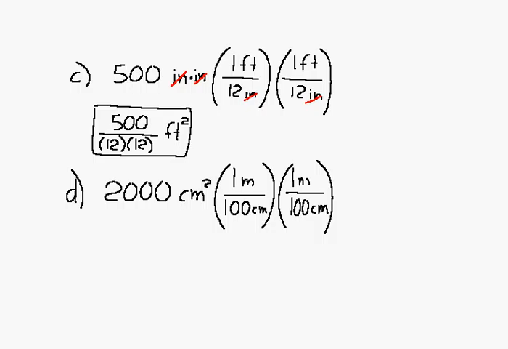Okay, now centimeters squared is the same thing as centimeters times centimeters. And so both of those cancel because we have centimeters times centimeter in our denominator. And so our answer there will be 2,000 divided by 100 times 100. And the units are meters squared. Meters times meters is meters squared.